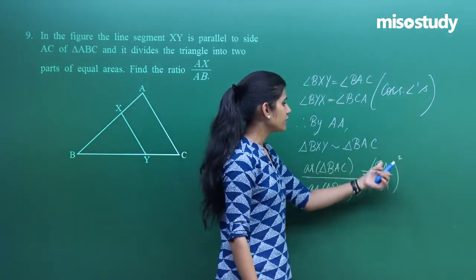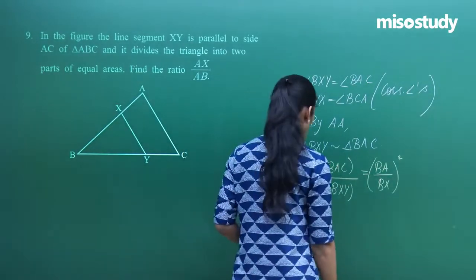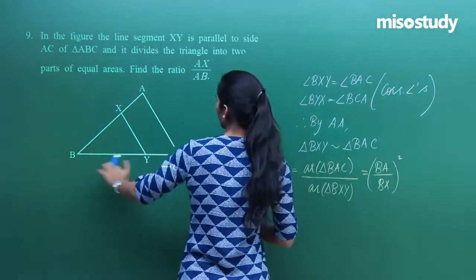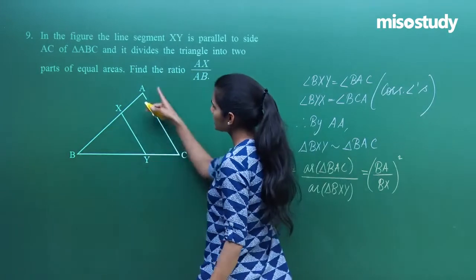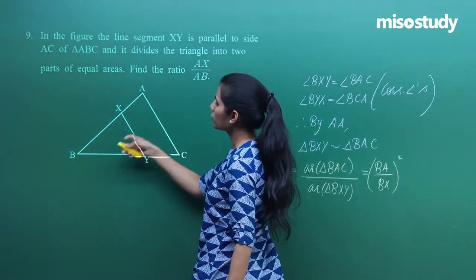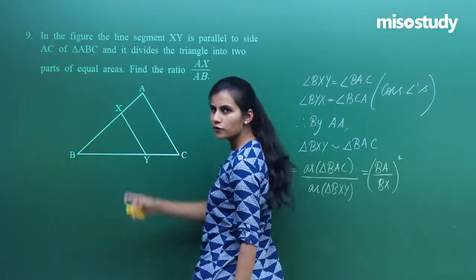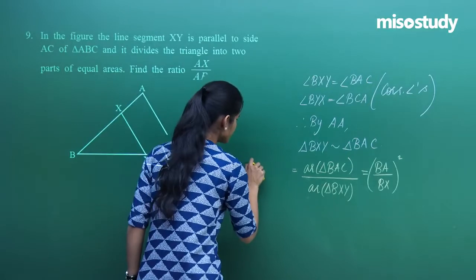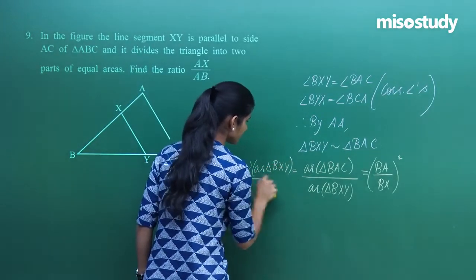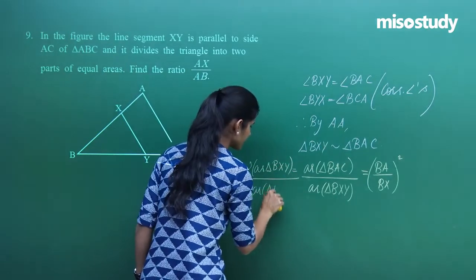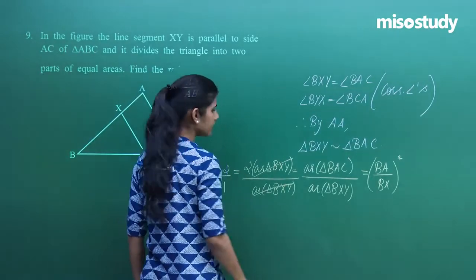So I take the square of the ratio of these corresponding sides as the ratio of the areas of these two similar triangles. Now you know, as I just said, area of this big triangle BAC is twice the area of this small triangle BXY, because this XY line is dividing this big triangle into two parts of equal areas. So I can write area of triangle ABC as area of triangle BXY plus area of triangle BXY. So area of triangle BAC is twice the area of triangle BXY upon area of triangle BXY. So this cancels out, you are left with 2 upon 1.